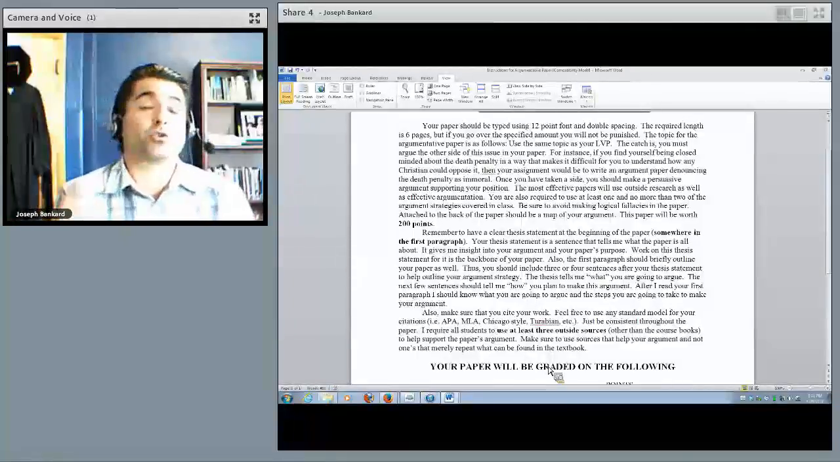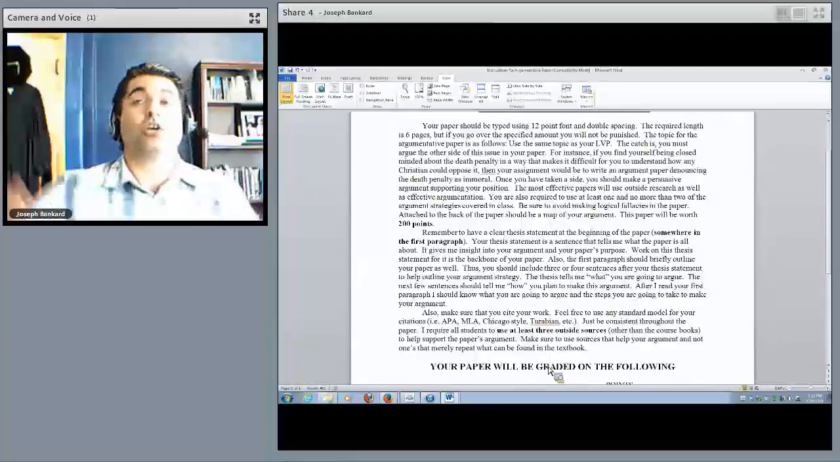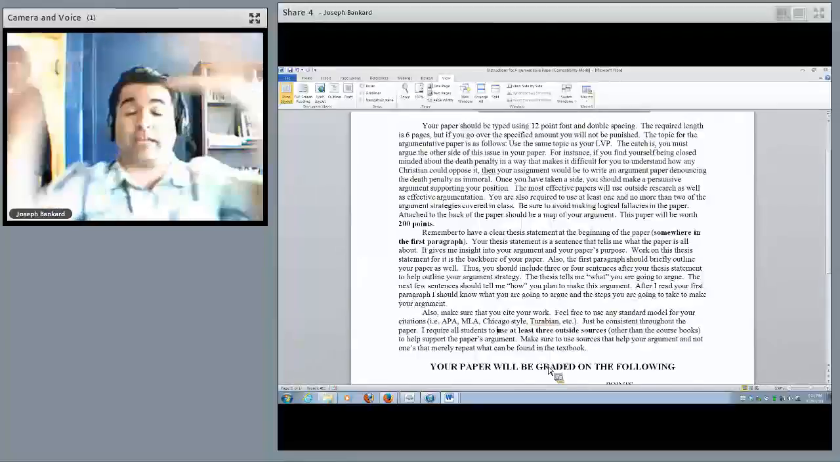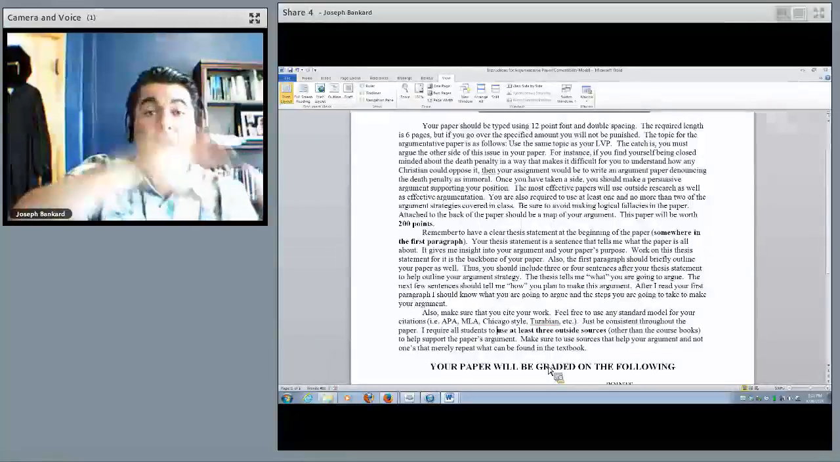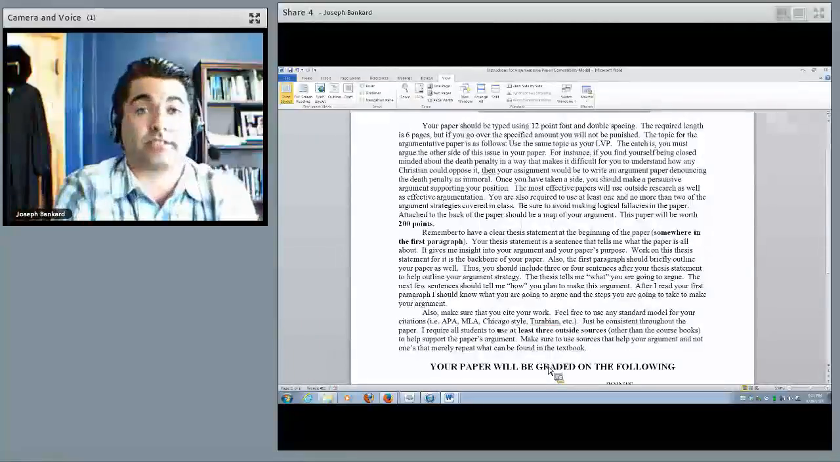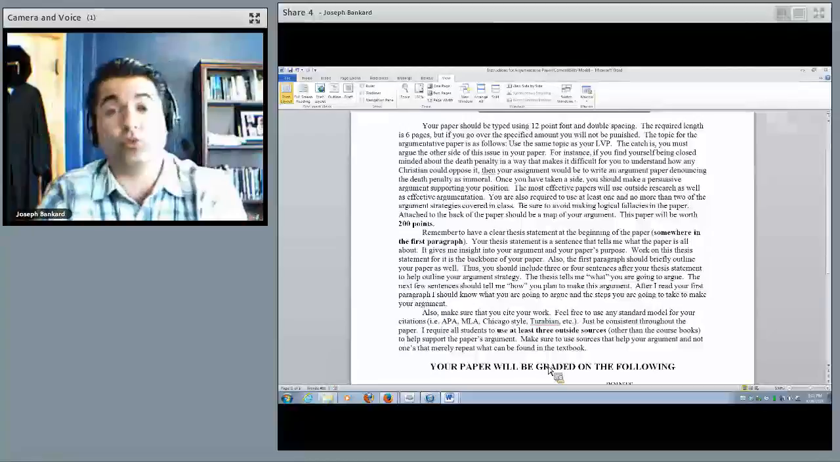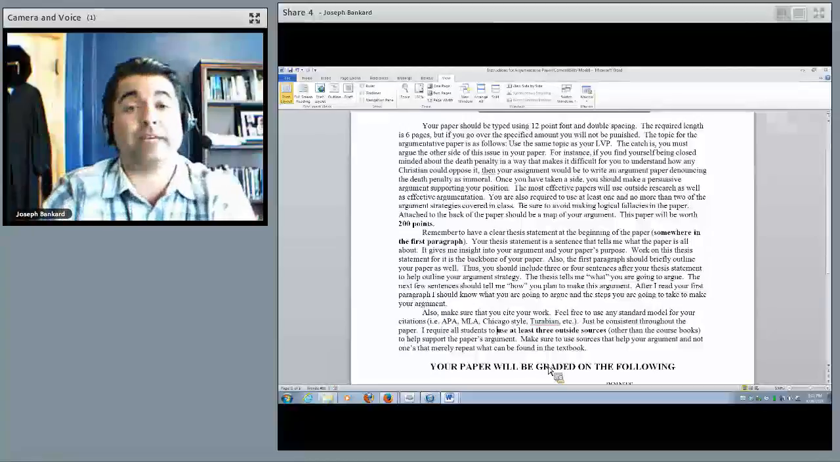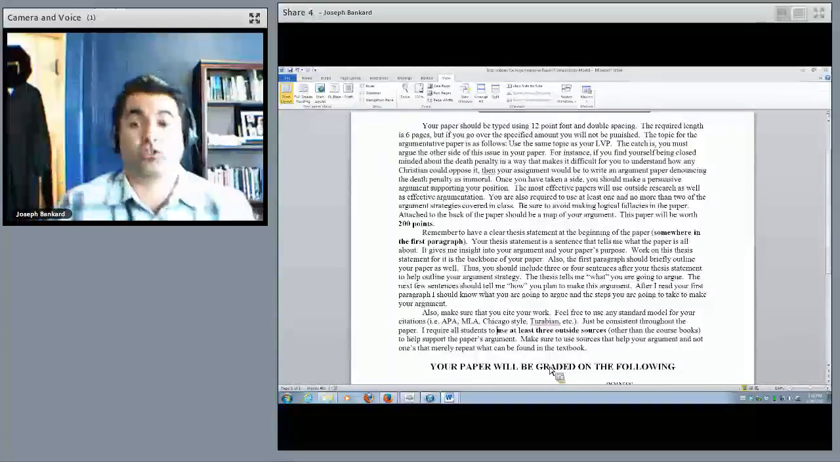I want the sources you use to be substantive to the argument you're making. Find articles that help you make your argument in concrete ways. So don't find sources that do the peripheral part of the argument. Find sources that help you with the real substance of the argument. If you use sources peripherally, you'll be dinged, okay? So make sure that you use them well.